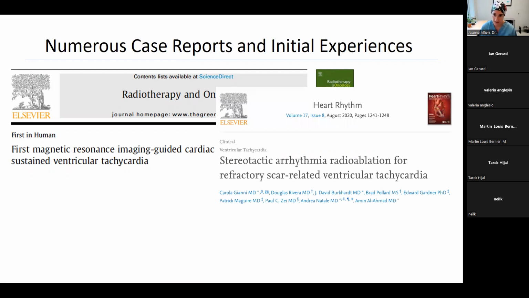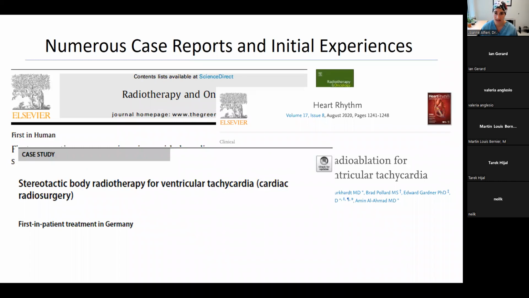The following, this paper was actually the first published paper of negative results. It was a 2-center study with 5 patients who actually did not have any effect on their arrhythmia, but luckily at a 12-month follow-up point, there were no treatment-related toxicities from the radiotherapy either. This is another published report of a single patient, first experience in Germany, who had the same dose to the substrate and subsequently had a significant reduction in monomorphic VT and ICD shocks.